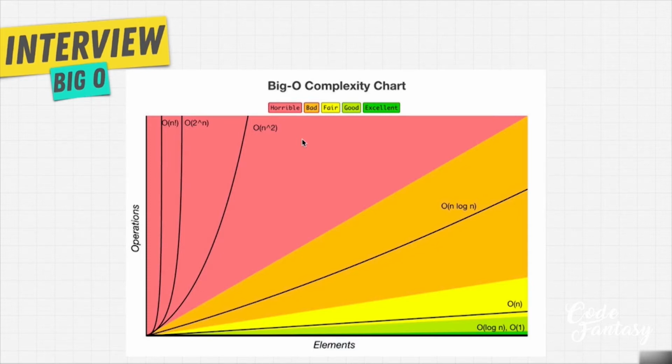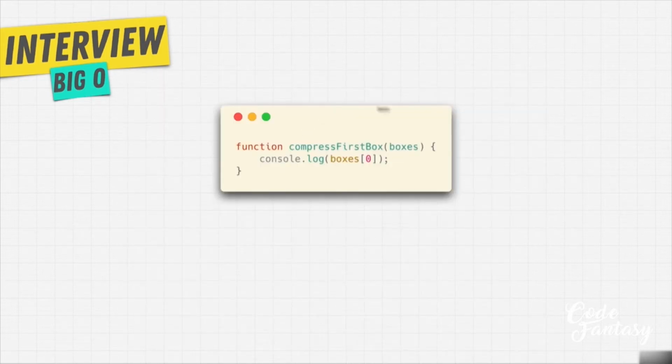What happens if we have a function like this? A function that says compressFirstBox that receives an array of boxes. And this function simply has console.log(boxes[0]). So it's logging out just the first item in the box. What would you say the big O of this function is?